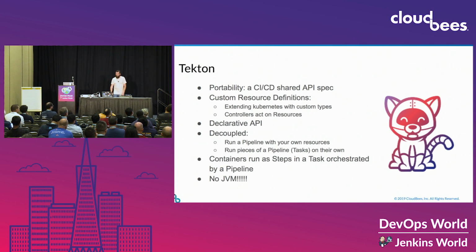So it's a declarative API. It's all decoupled, so you can run the individual steps as well. And this is the kicker: there's no JVM. There is no JVM. There is no JVM. I had to say it three times because it's truly amazing.